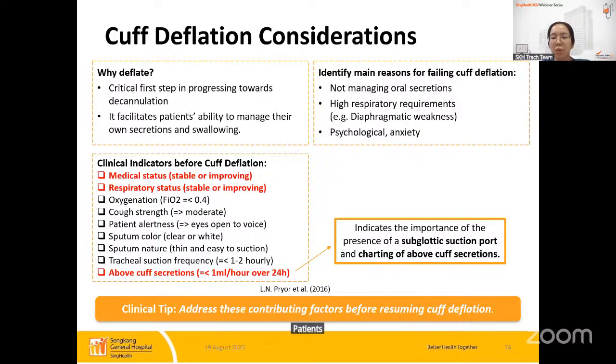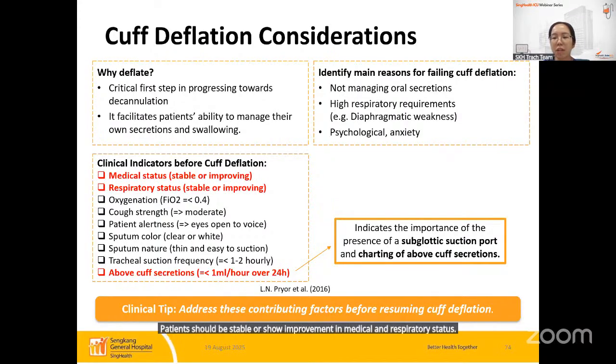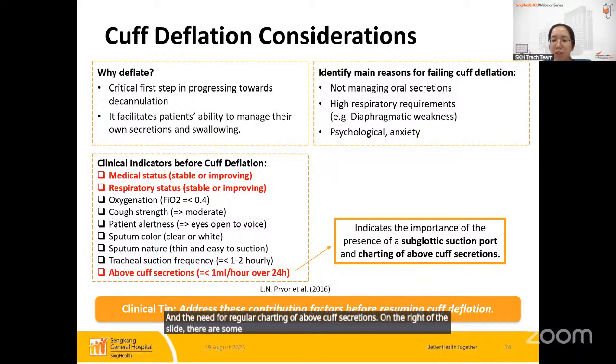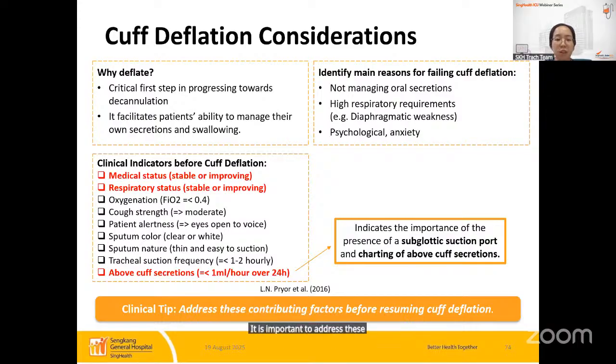Patients should be stable or show improvement in medical and respiratory status and have less than 1 ml per hour of above cuff secretions. This also indicates the importance of the presence of a subglottic suction port and the need for regular charting of above cuff secretions. On the right of the slide, these are some reasons why patients may fail cuff deflation trials. It is important to address these contributing factors before resuming cuff deflation.